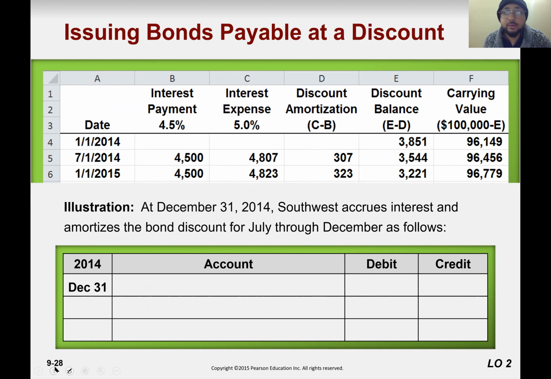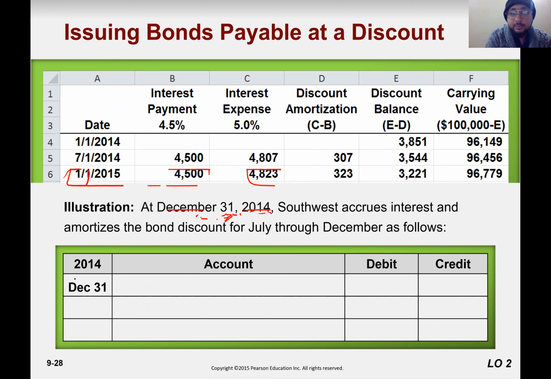Let's talk about the other stuff. So December 31st, 2014. Remember, these are the payment dates. See, 1st January 2015. But what is the position at December 31st, 2014? Interest expense accrues here. But did you pay this interest payment? No, the interest payment is going to be paid on 1st of January.